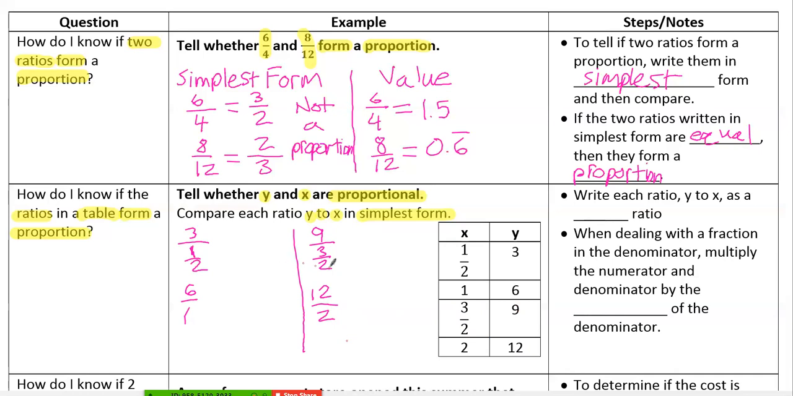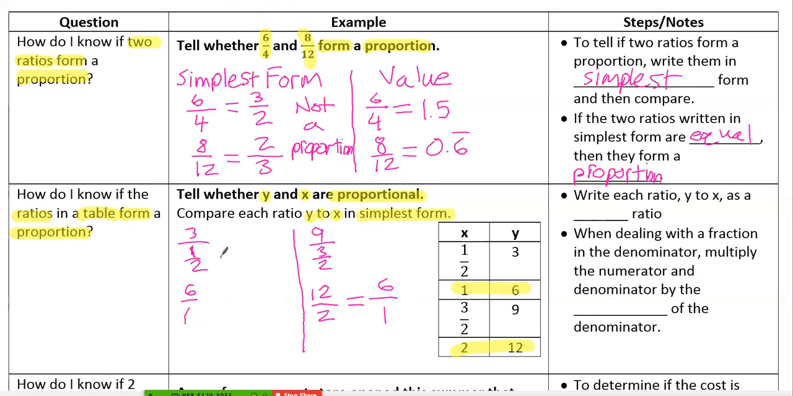Okay, what we're going to do is we want to write all of these with the same denominator. And typically what we do is we use what we call a unit rate or unit fraction. That means we want 1 in the denominator. So see 6 over 1, that one's finished. 12 over 2 is close. If I divide 2 by 2, I get 1. But then I have to divide 12 by 2, I get 6. So we know 6 over 1 and 12 over 2 are proportional. So I can say this row and this row are proportional.